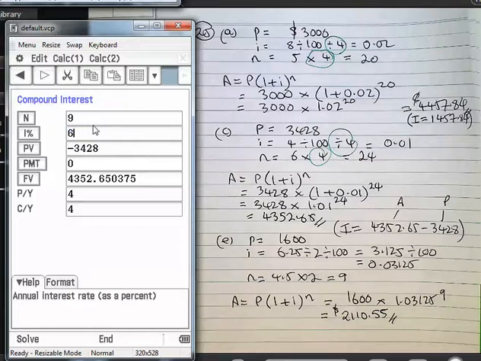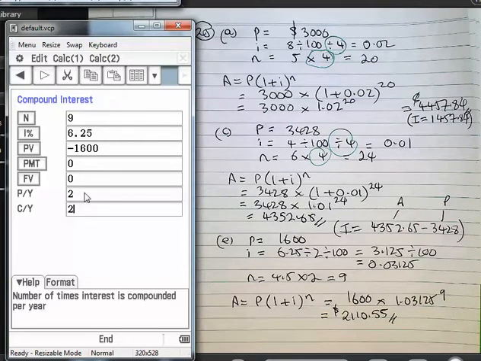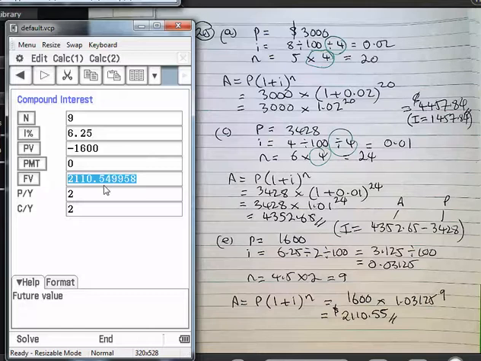And very quickly, the last one, the interest rate, 6.25. Nice if you could get it. I'll leave that as 0 and come back to it. Twice a year, very important we have that right. And then the future value. And you can see $2,110.55.